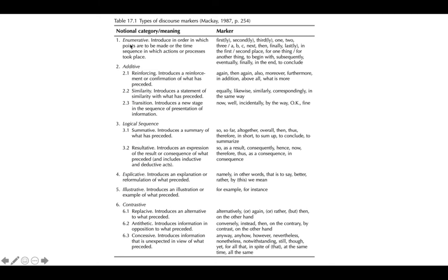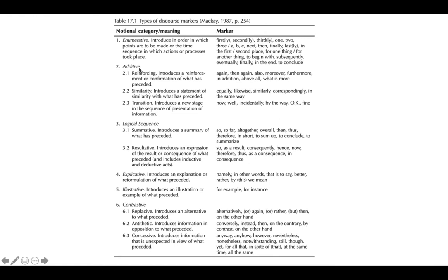So we have got enumerative markers, the notional meaning, and then what they look like. They even explain what they mean. They introduce the order in which points are to be made, or the time sequence in which actions or processes took place. So this is how you mention the order, enumerating the order of points as they are mentioned: first, second, third, or firstly, secondly, thirdly. All right, so make time to go through those.